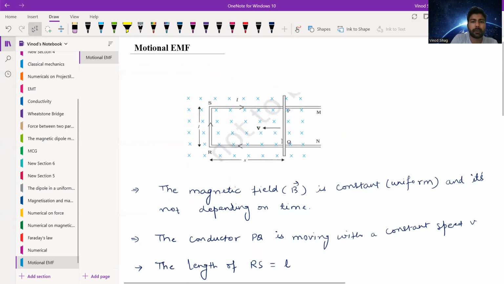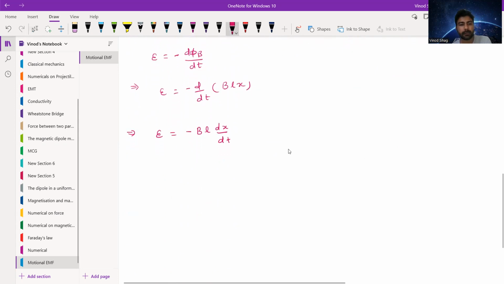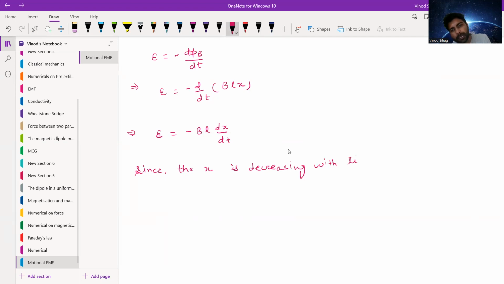Now, what is dx upon dt? At a time, the side RQ is x, and we are differentiating it with respect to time t. The conductor PQ is moving towards the length RS. Therefore, the value of x is going to be decreasing. If it is decreasing, then the value of velocity will be negative. So since the x is decreasing with time, dx upon dt will be minus of velocity v.